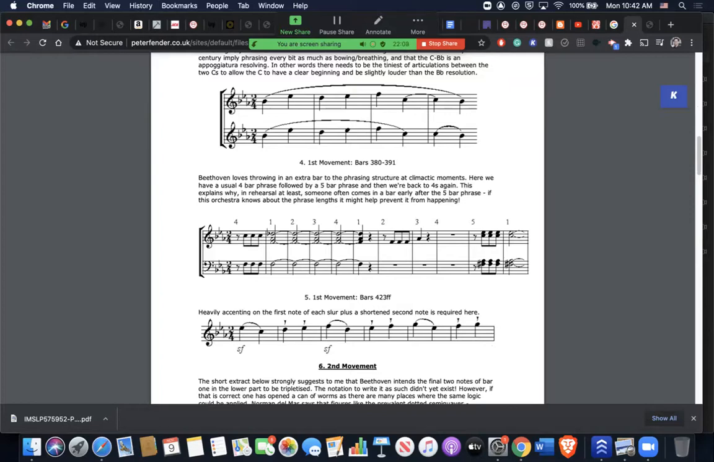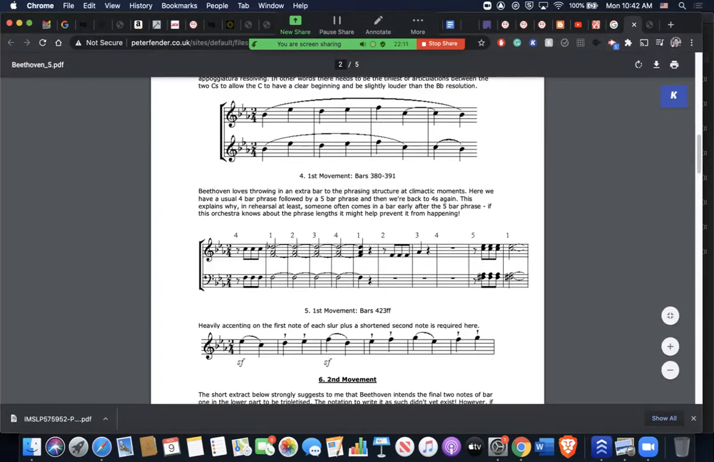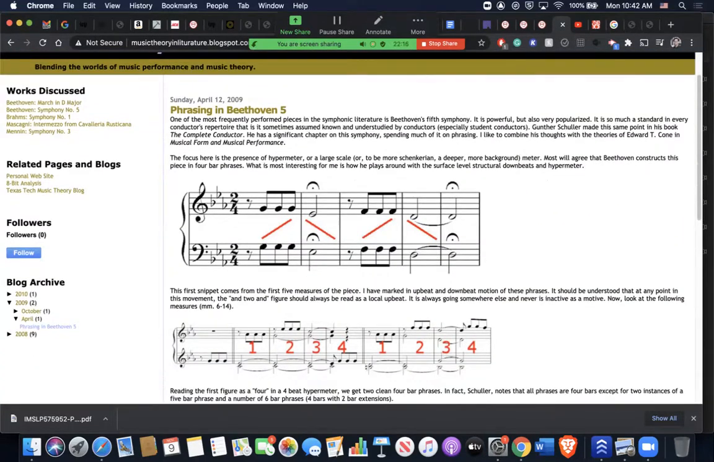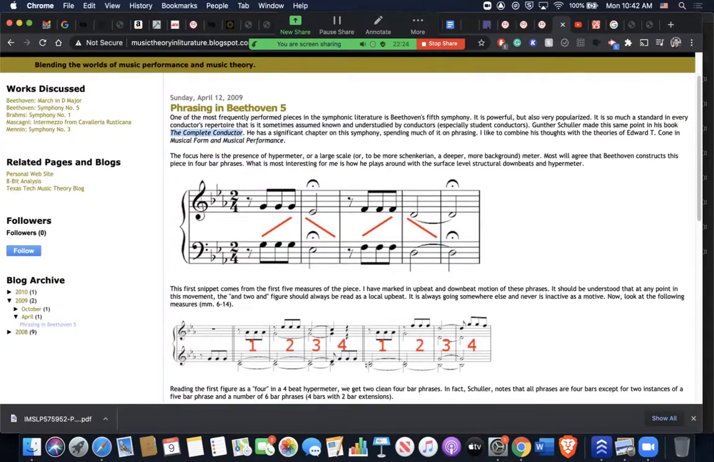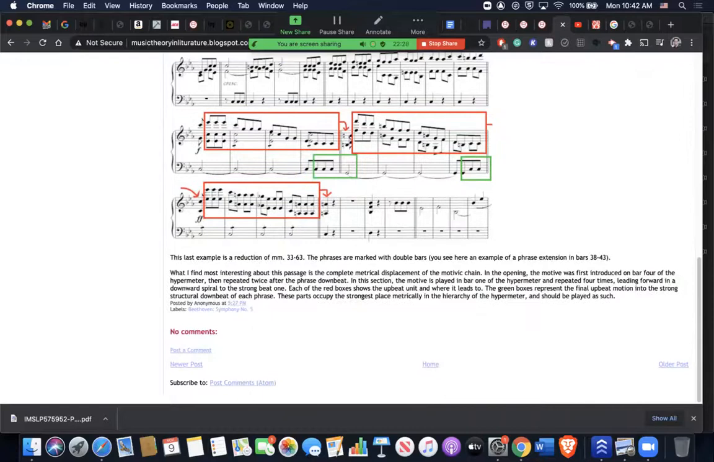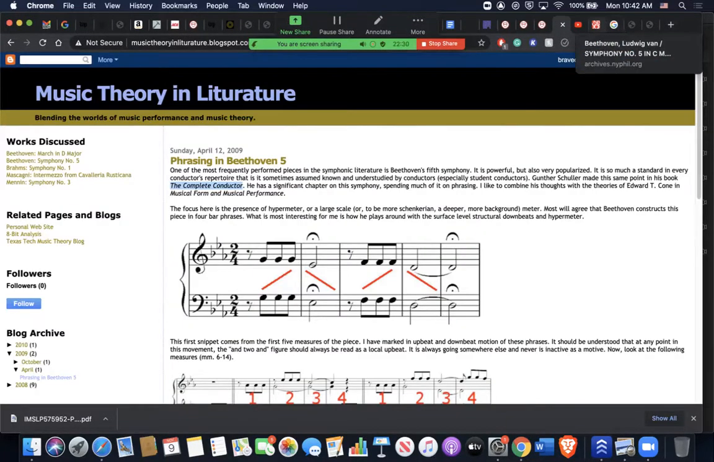Okay, so I will send you links to this article. You should read up on this. And then also here, another page talks about this idea of hypermeter. He misspells the complete conductor, it should be spelled with an E-A. Okay, so is there a question on this idea of hypermeter?